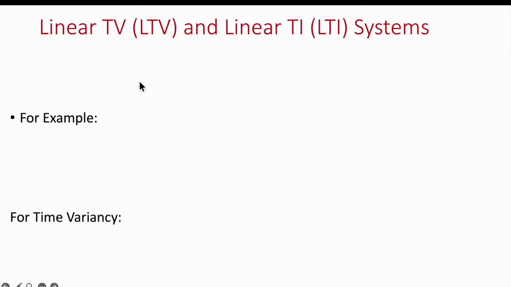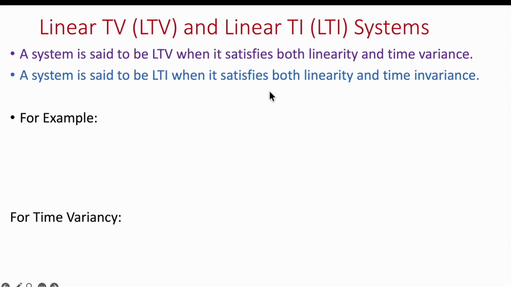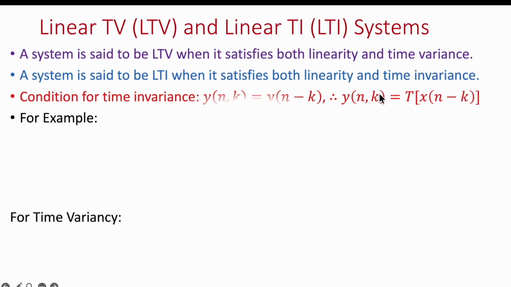The other is the linear time variant, LTV, and the linear time invariant systems. A system is said to be LTV when it satisfies both linearity as well as time variance, while a system is said to be LTI when it satisfies both linearity and time invariance. So for example, we can consider a system with our response, and we have to check for the time invariance, we have to check this condition, and for the linearity we have to check the principle of superposition.